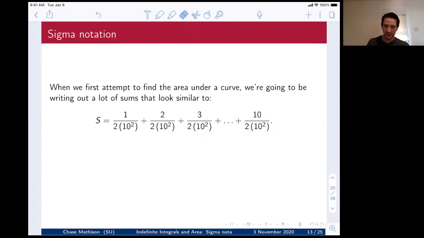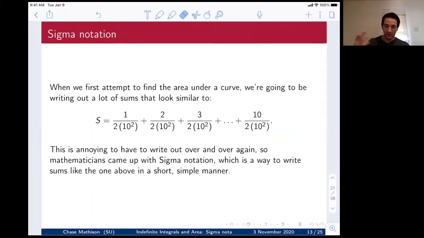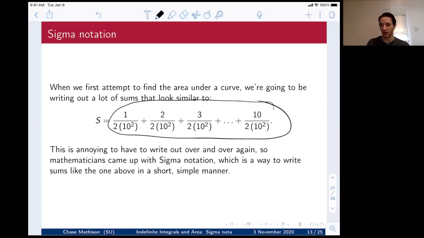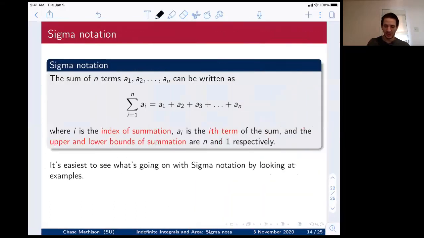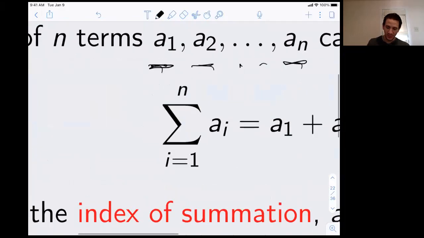Okay, and so to get around this, we have what's called sigma notation. It's a way to write all of these terms in one small little package. Okay, and so this is the notation that we use. The sum of n terms, which we're calling a1 and a2, all the way up to an, can be written with this letter here, which is called sigma. That's why it's called sigma notation. That is a capital sigma.